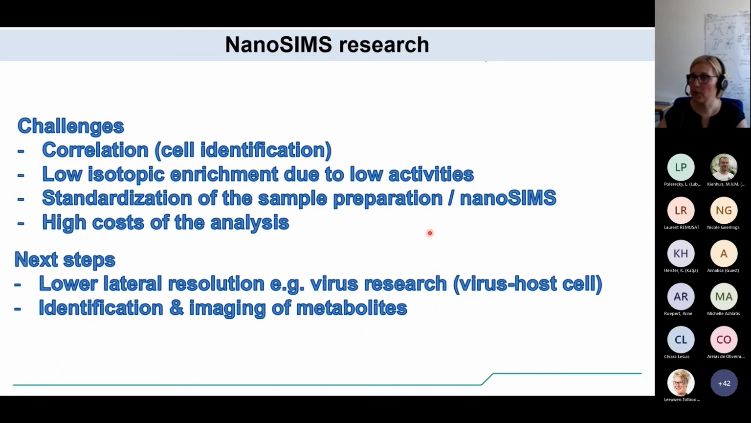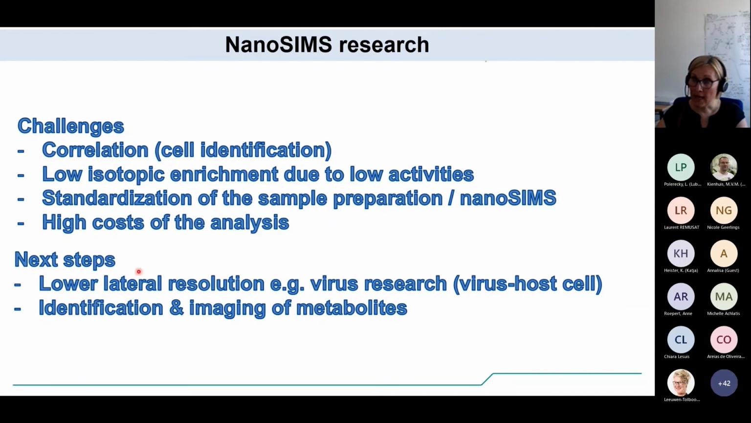Standardization of the sample preparation and also NanoSIMS analysis, this is a dream at this moment. It is very much sample dependent, both analytical conditions as well as sample preparation. And I will add here the high cost of the analysis itself and high maintenance cost, so that more and more laboratories are pushed to look for users or for payment from external users or other sources so that they can survive and continue to do research.